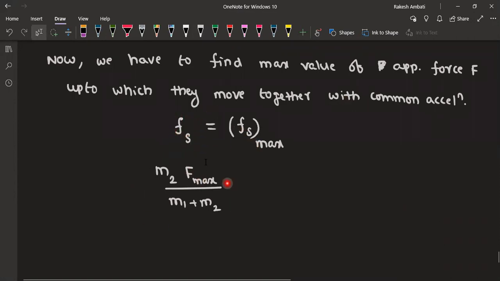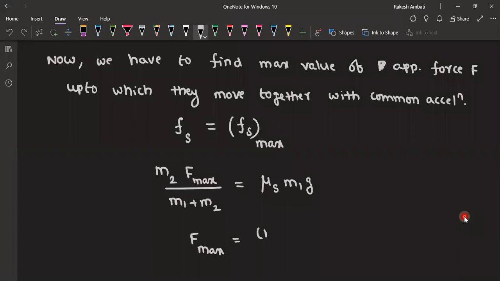So it is the Fs value already equal to, what is the value of Fs maximum? Please answer. Fs maximum, mu s into M1g. Therefore, from this equation, what is the value of F maximum? It equals (M1 plus M2) into mu s M1g upon M2. Correct?